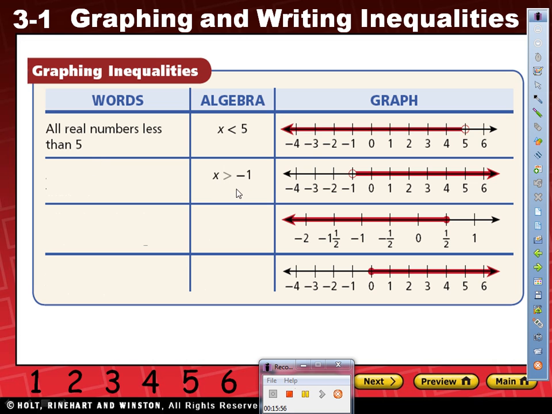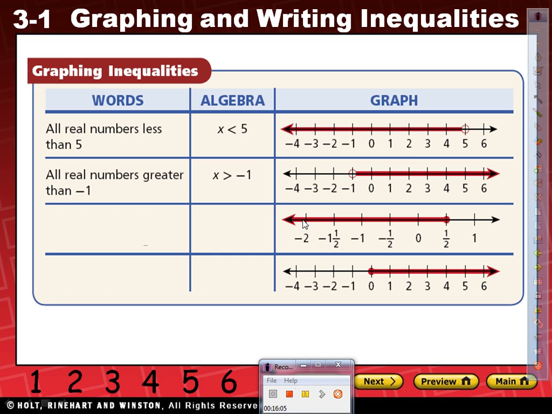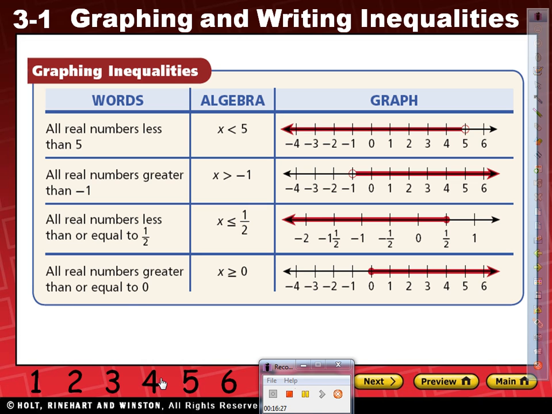So this one should read all real numbers, what? Not less than, greater than -1. Look at this one. All real numbers less than or equal to half. Yes. And this last one. All real numbers, what? Greater than or equal to 0. Kind of, sort of? Okay.